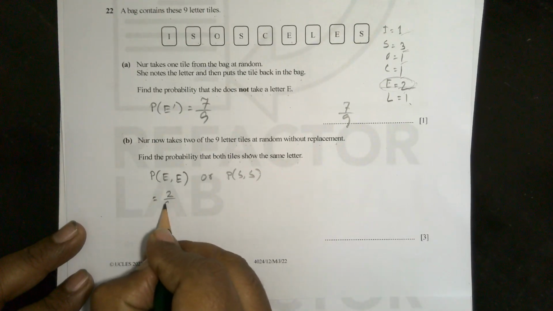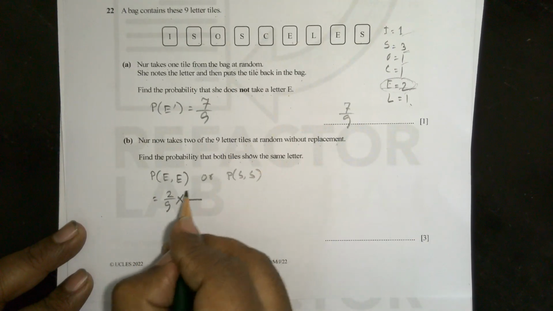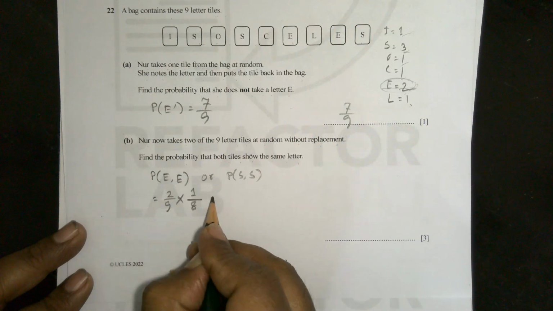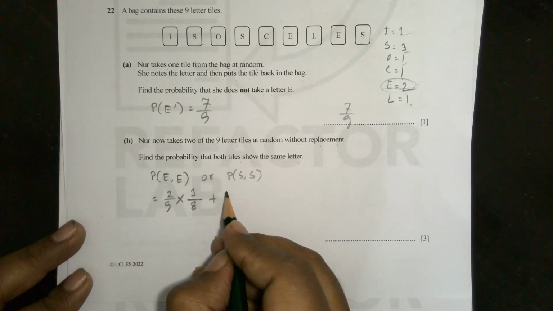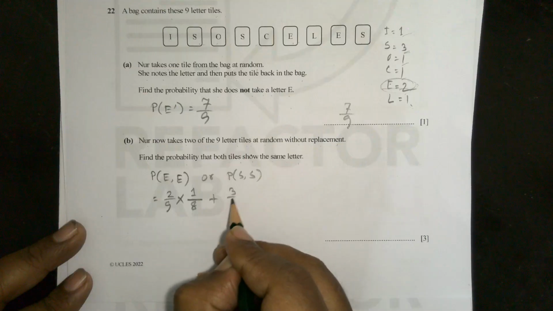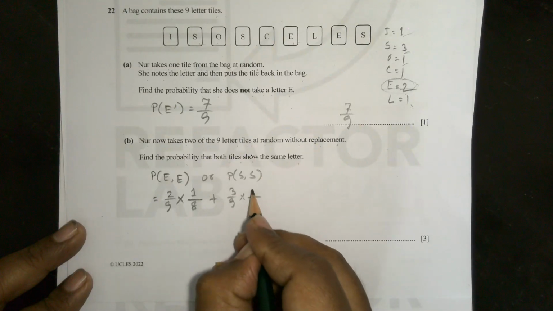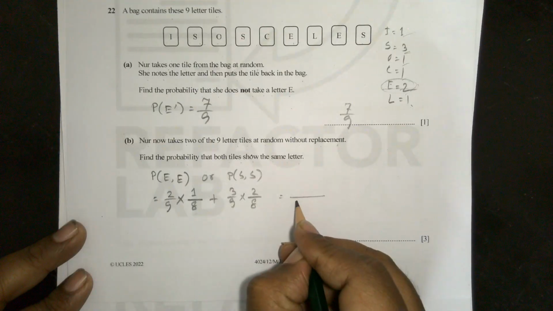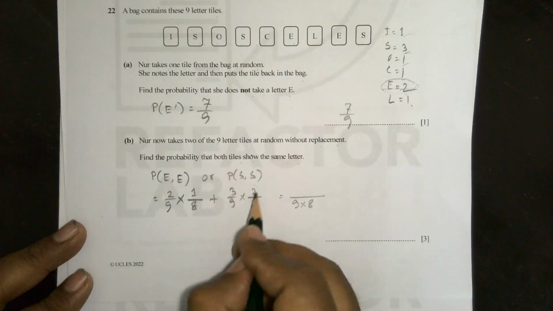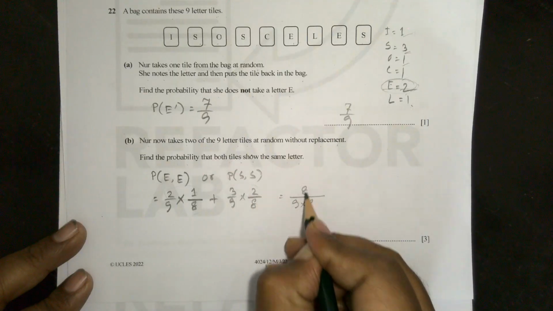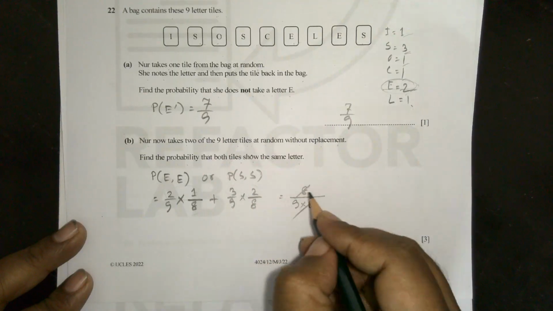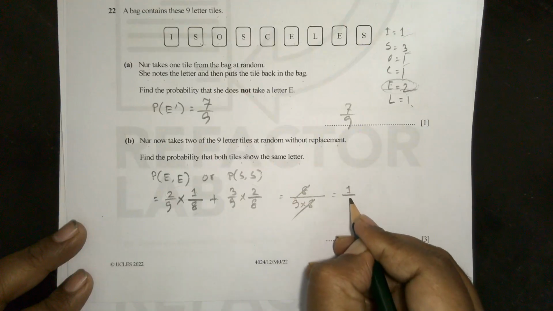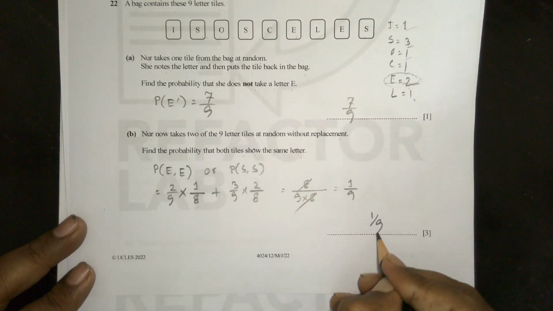Yes, sir. So if we take first E, that should be 2 over 9, then 1 is gone. So I have 1 E left, so 1 over 8, plus S. How many S do we have? 3 S. So 3 over 9 times 2 over 8. So denominator is 9 times 8, and numerator is 2 and here 6. So 2 plus 6 is 8. Let's cancel both of the 8s. So now we'll have only 1 over 9. So 1 over 9 is the answer. Got it.